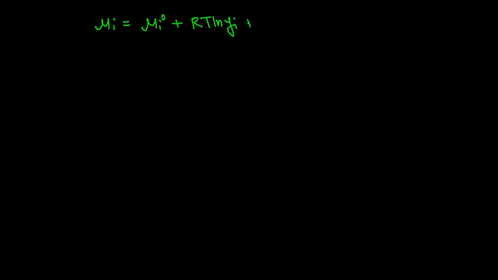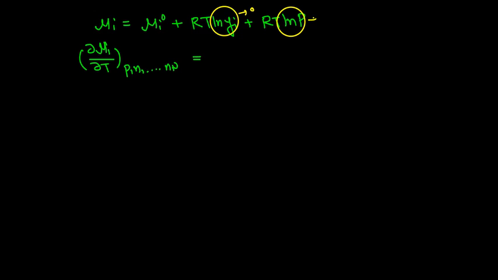I will write directly μi⁰ + RT ln P, and this time I will differentiate this with respect to temperature at constant pressure, N1 and capital N. Therefore, the derivative of this quantity is going to be 0, the derivative of this quantity is going to be 0, as we have N1, N2 to N capital and P as constant.